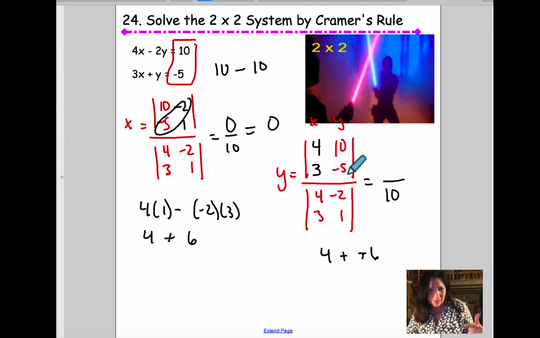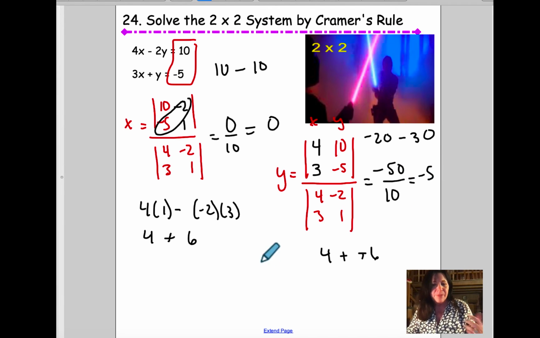Okay, let's check what we get here. 4 times negative 5 is negative 20, and negative 20 minus 30, is that right? Negative 20 minus 30 is negative 50, and negative 50 divided by 10 is negative 5. All right, so it says that basically my answer is going to be 0, negative 5.